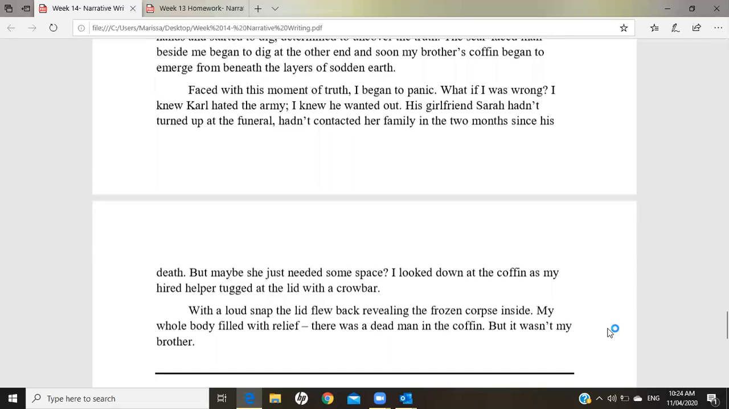So there's a lot of mysterious stuff happening in this story. We know that Carl received a letter from his dead brother, the army officers delivered it. But then the letter said that he will always be with his brother. And some strange things happened where the brother died, but then all of a sudden the brother's girlfriend didn't turn up to the funeral. She didn't contact her family in the 2 months since the brother's death. So what's happening in the story? If you had to write a part two to the story, what would you write?